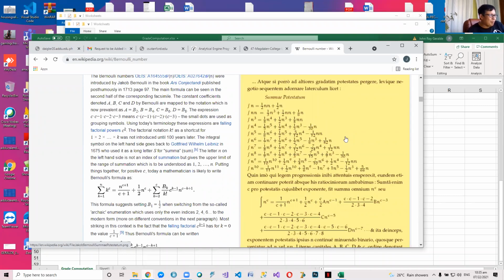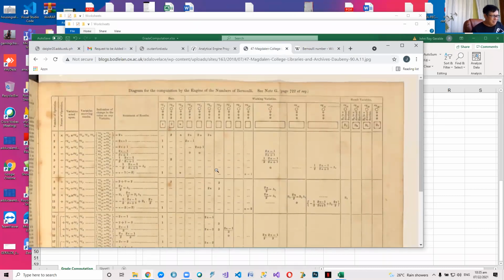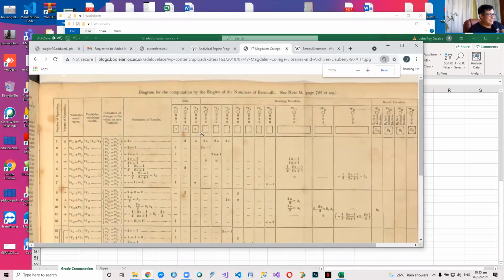But if you are going to write a program on the analytical engine with a loop that will compute the nth Bernoulli number, you should be very smart. Why? Here is the program by Ada Lovelace. She's going to compute the nth Bernoulli number.